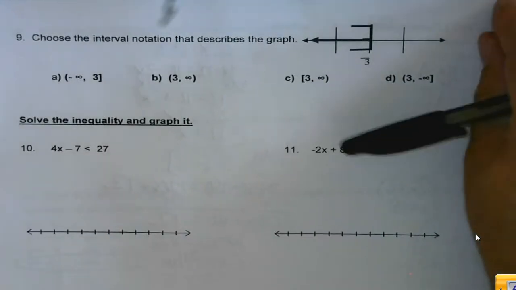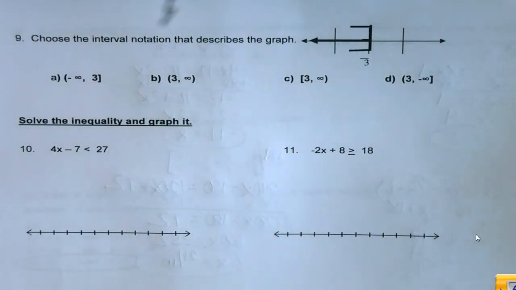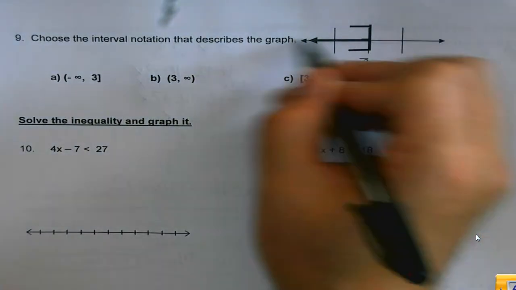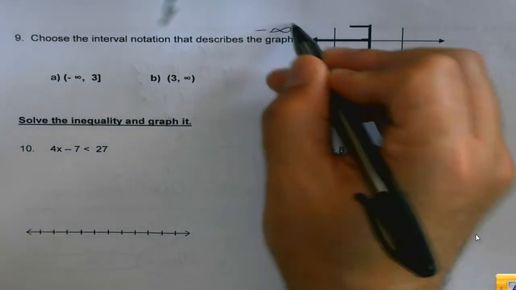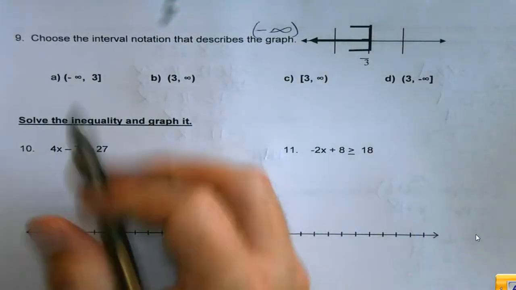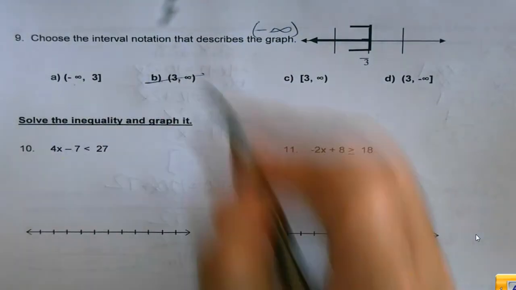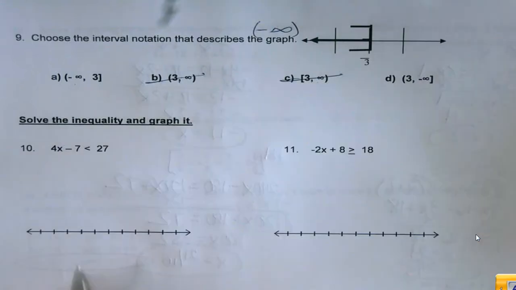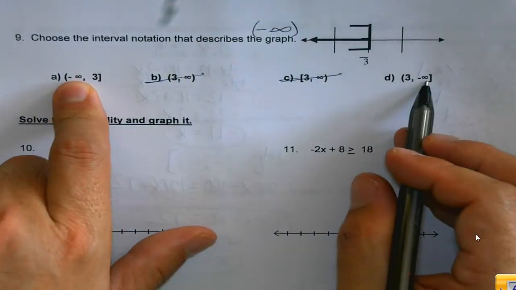So as we flip over, okay, choose the interval notation that best describes the graph. Hey, if there's multiple choice, take advantage. For instance, I notice this is going forever to the left or towards negative infinity. That doesn't have a negative infinity. It's not that one. That doesn't have a negative infinity. It's not that one. It's got to be one of these two.